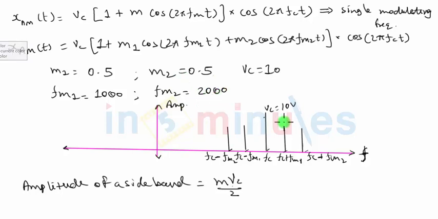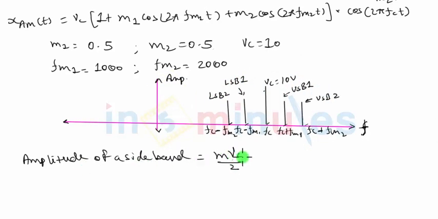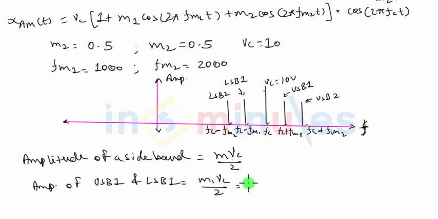So let's quickly also name them. This is my upper sideband 1 and this is upper sideband 2. To be precise, it's just a single frequency, so it should be called upper sideband frequency. This is lower sideband frequency number 1. This is LSB 2. So when I say the amplitude of a sideband is MVC by 2, that means the amplitude of USB 1 and LSB 1 will be exactly the same. It will be M1 VC by 2. M1 is 0.5, VC is 10, divided by 2 will be equal to 5 by 2 or 2.5 volts.